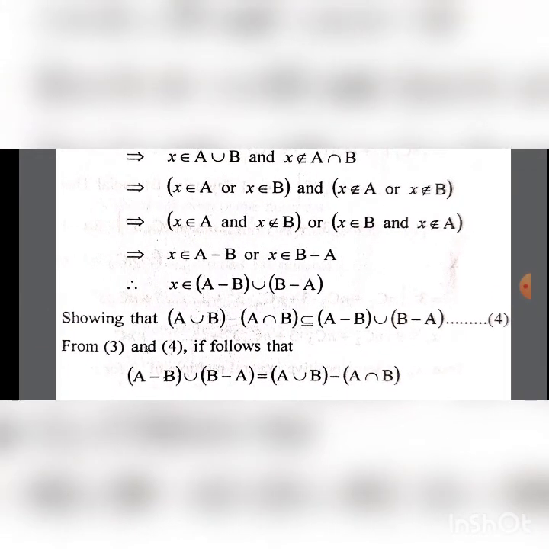So what do we get here? Right hand side is subset of left hand side. So this is equation number 4, and from 3 and 4 it follows that the two sets are equal.